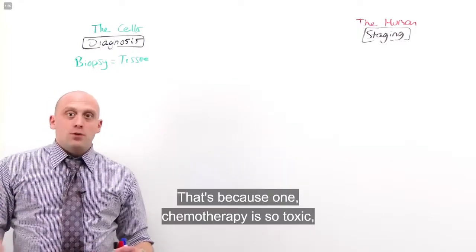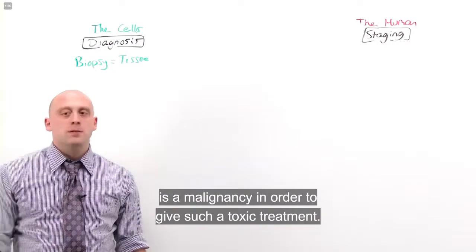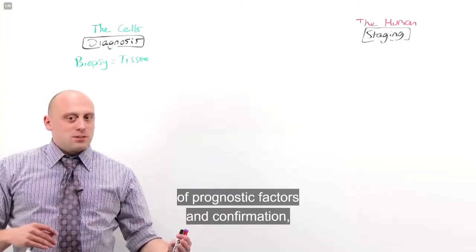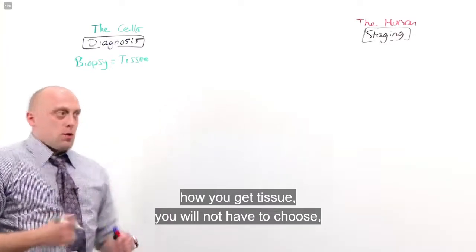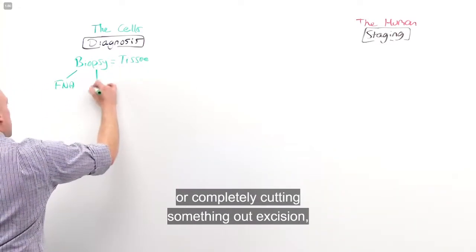That's because, one, chemotherapy is so toxic. You have to be absolutely sure that that thing is a malignancy in order to give it a toxic treatment. The other thing is that you need to get some sort of prognostic factors and confirmation. How you get tissue, you will not have to choose. But just recognize that it's going to involve either putting a needle, by needle aspiration, or completely cutting something out.